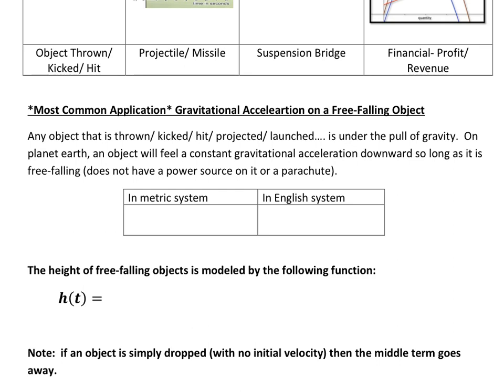All right, so what is that gravitational acceleration? In the metric system, it is 9.8 meters per second squared. And this may be familiar to some of you who are in physics. And in the English system, it is roughly 32 feet per second squared. So what acceleration value we use in our model is going to depend on whether we're using metric or English units.